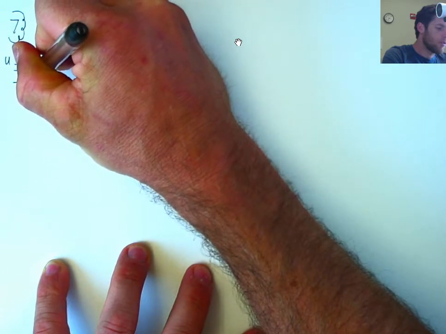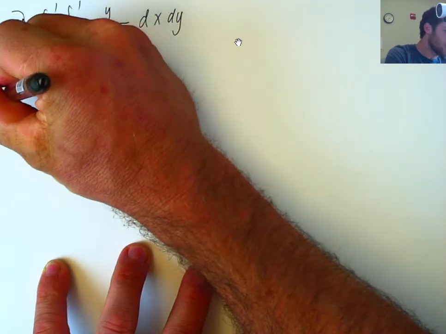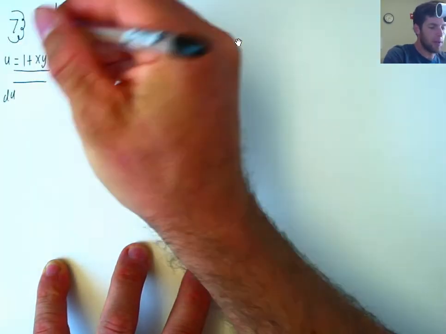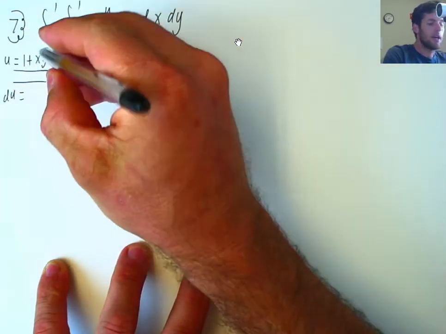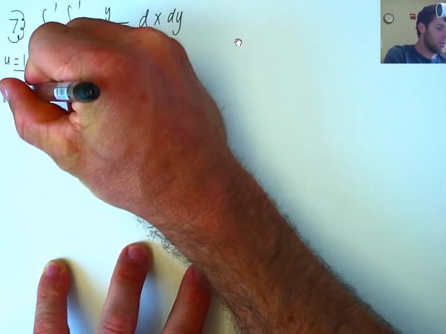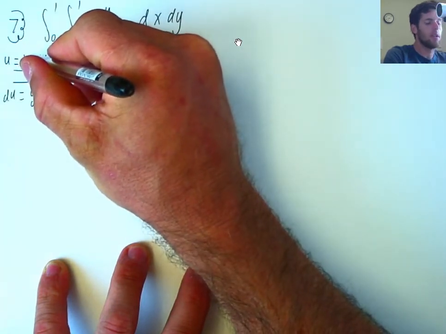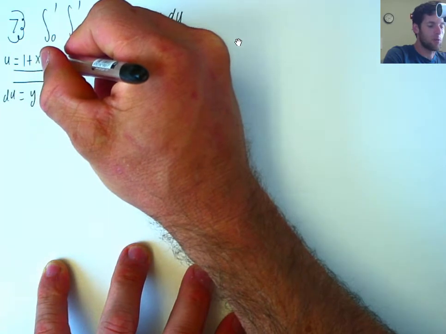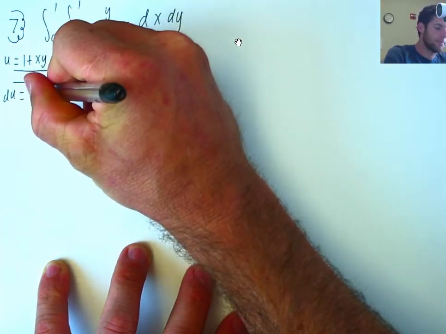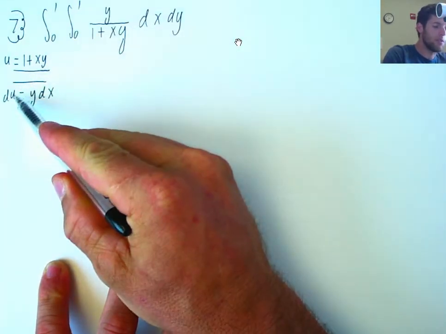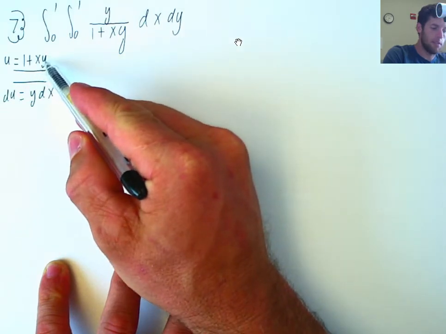Now, for the sake of this inside integral, y is a constant. And so du, which by the way is du dx times dx, and du dx is simply y, right? The derivative of 1 is 0. The derivative of x times y with respect to x is y. Okay, so again, du is du dx times dx, and du dx is y.